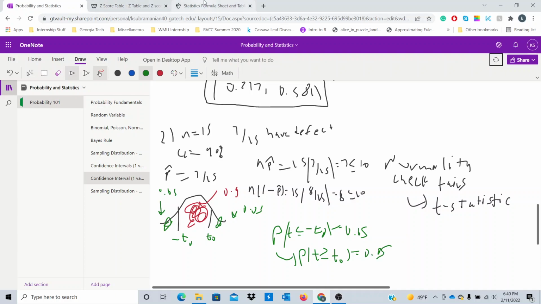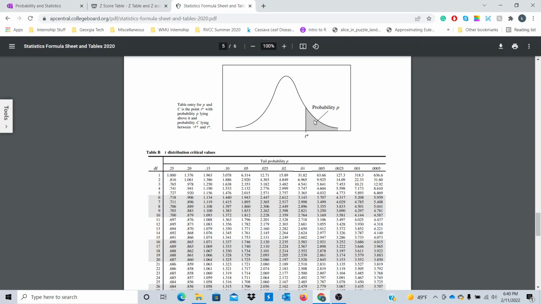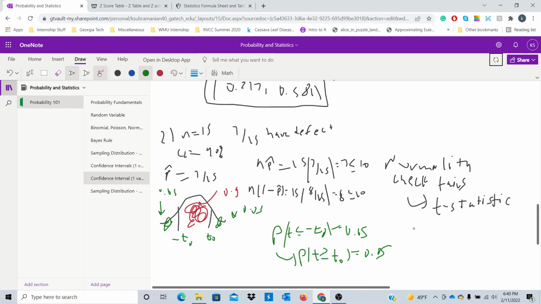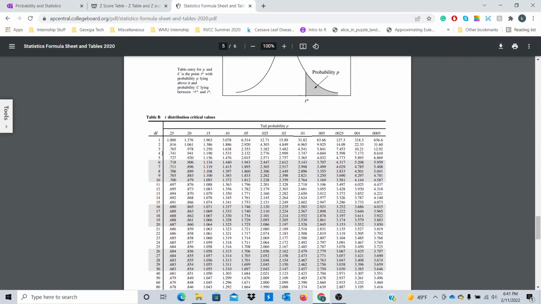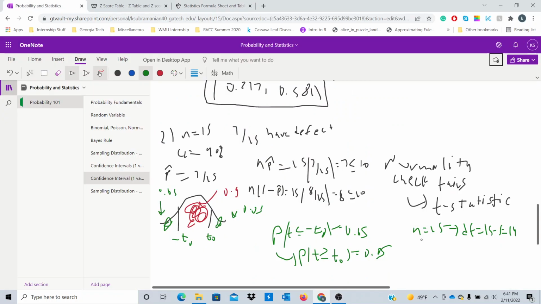So we go into our t-table, and we look for where this area here in gray is 0.05. Since our sample size is 15, the degrees of freedom is 14, because 15 minus 1 is 14. So I'm going to go into this table, go to the row where degrees of freedom is 14, and look for where this value is 0.05. Degrees of freedom of 14, go to 0.05: 1.761 is our t-score. So t star equals 1.761.